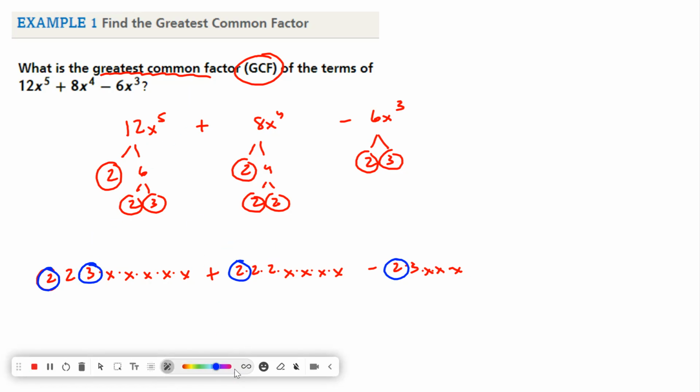Oh, but I'm not going to circle that. Why did I do that, Mr. Chappell? Because the middle one doesn't have a 3, so I'm not going to circle that. I apologize. Sorry to waste your eraser. Just me assuming things.